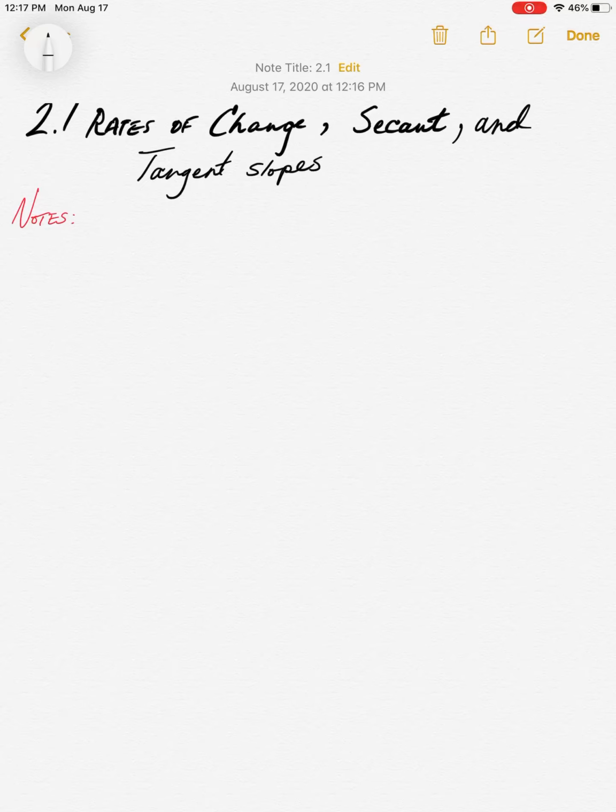Okay, so from algebra, we know that rate of change is denoted by this triangle, and it says the change in y over the change in x. Now, if we write that out in function notation, you have the change in the y values over the change in the x values. Now let's extend this algebra to calculus.